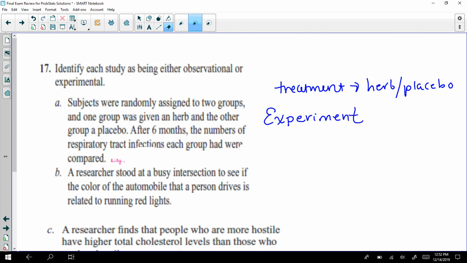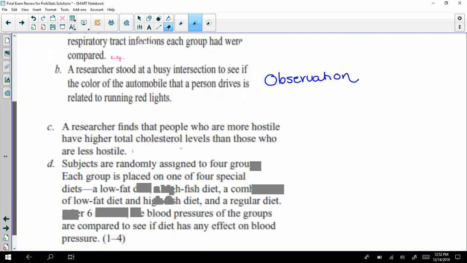A researcher stood at a busy intersection to see if the color of automobile that a person drives is related to running red lights. That is an observation. He's not doing anything. He's not doing anything to the cars. He's just seeing which ones run the red lights.